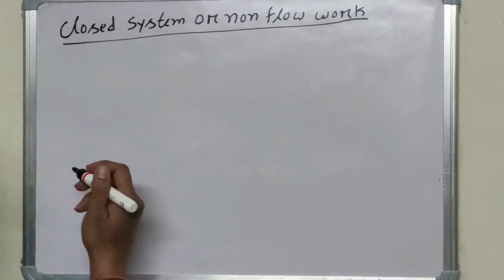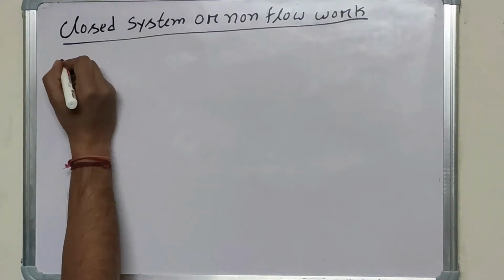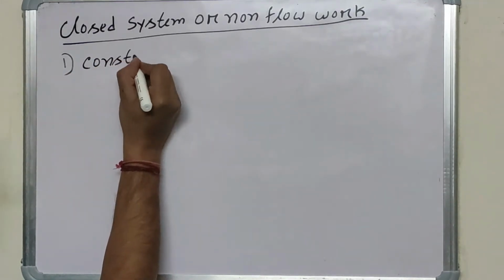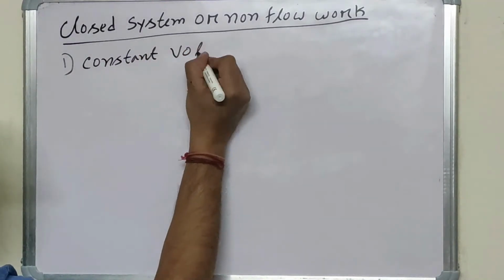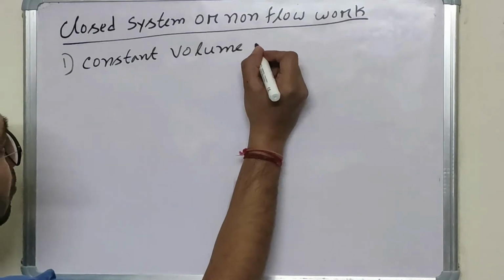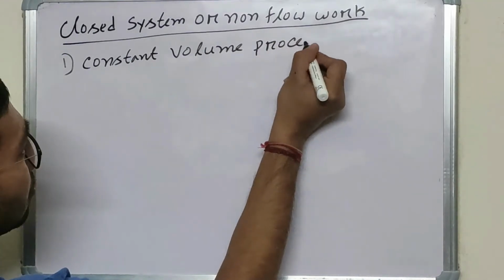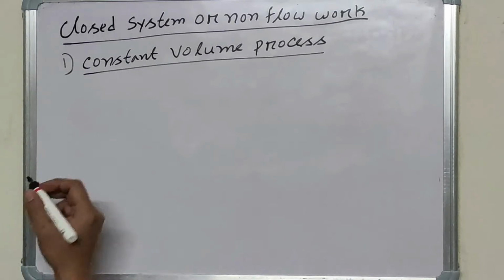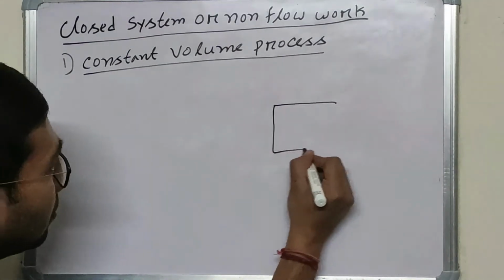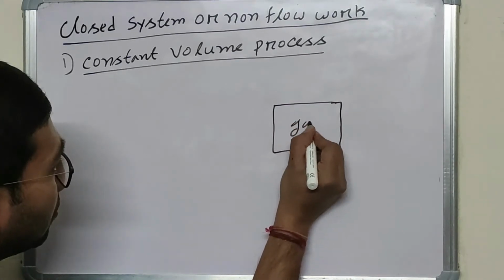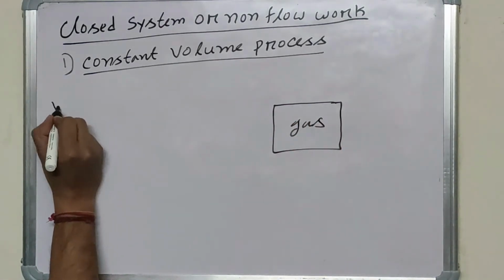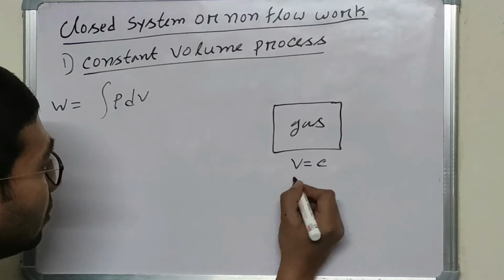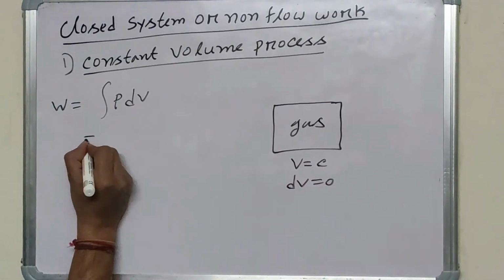Now we'll discuss what will be the work in various processes. There are 5 processes. First one is the constant volume process. In constant volume process, what will be the closed system work? There is a container having some gas. The volume is constant. So closed system work is W equals integration P dV. So V equals constant, dV equals 0. The work done will be 0.